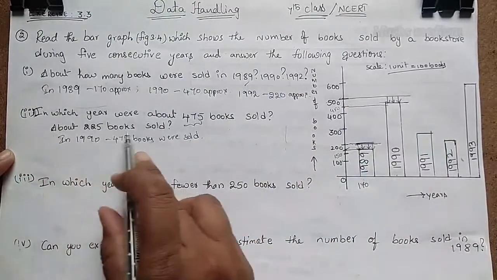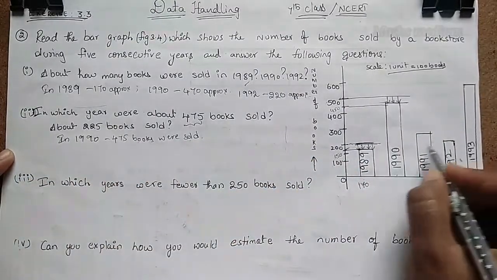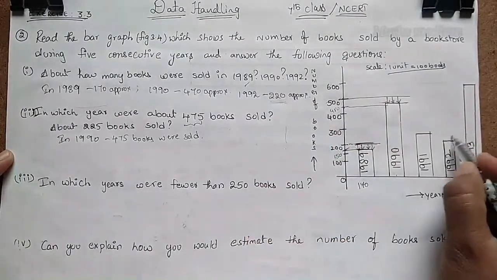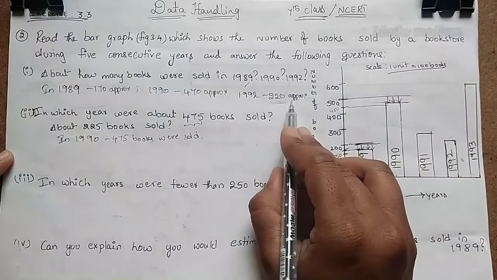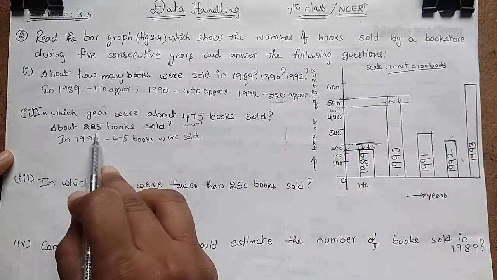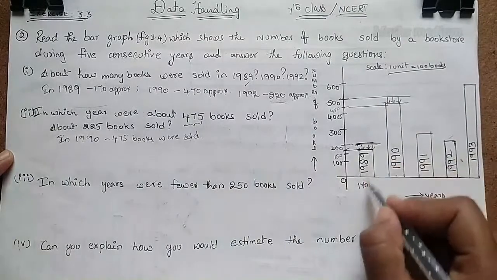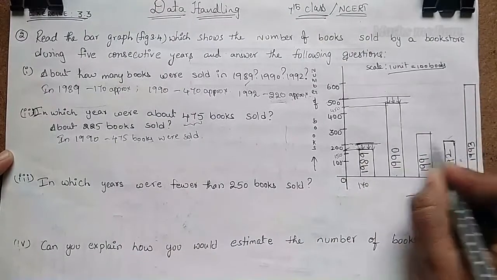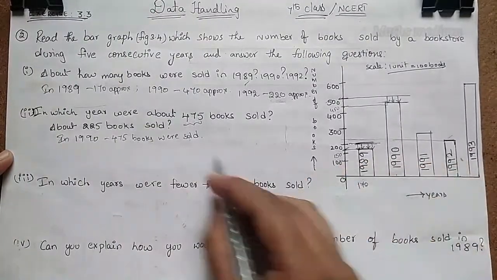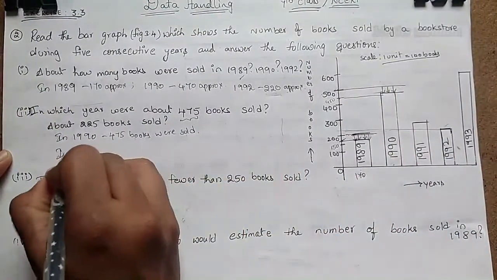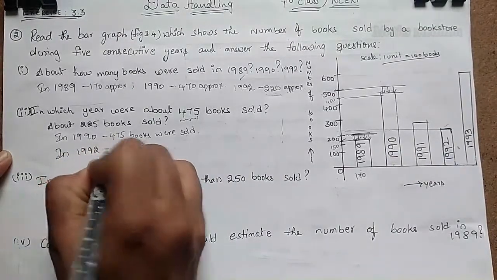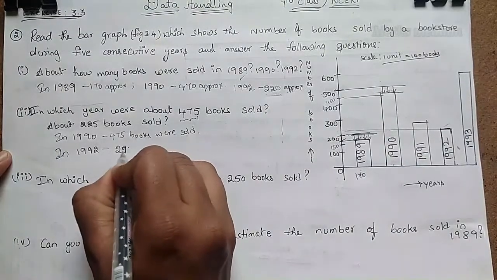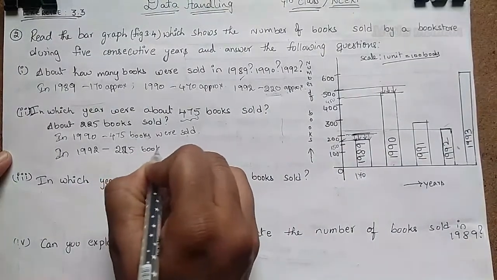Next, about 225 books sold. 225 is what we already took in the first question, where we approximately measured 220, but it was about 225. So 1992 is near about 220. This was the answer: in 1992, 225 books were sold.